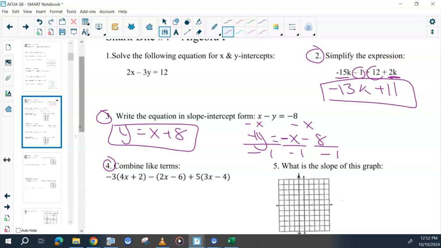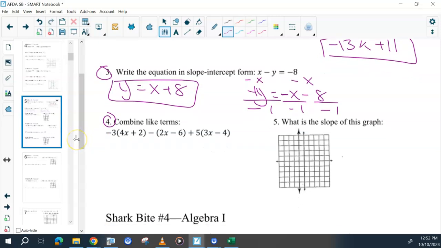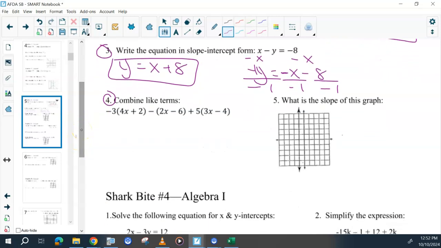Okay. And then with number 4, we're just combining like terms. So similar to number 2, distribute the negative 3. This is a negative 1 that we're distributing, and the 5. So we would have negative 12x minus 6 minus 2x plus 6 plus 15x minus 20.